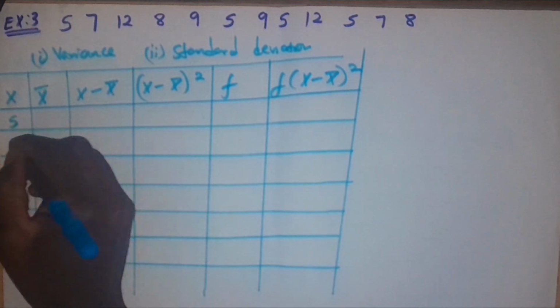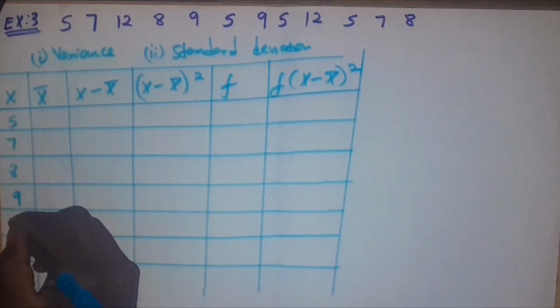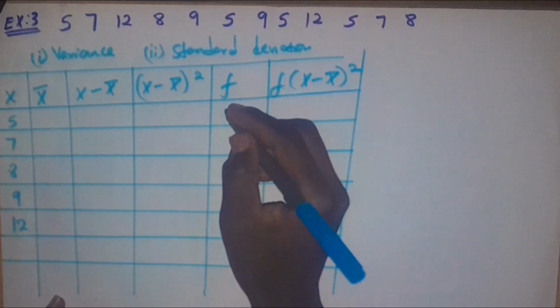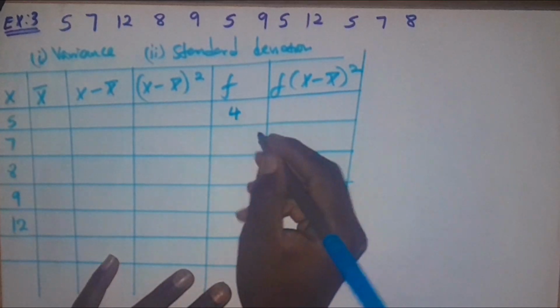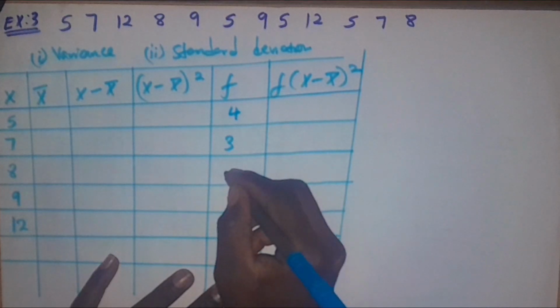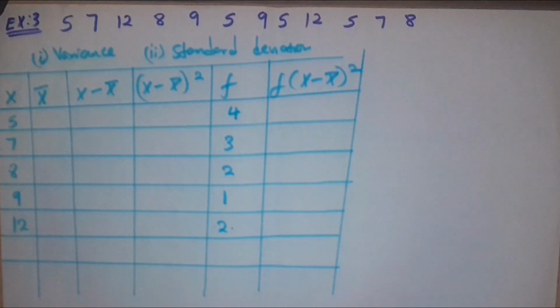So 5, 7, 8, 9, 12. And then I'm going to write the frequency, how many 5s I have here. I'm going to see that I have four 5s, and then for the 7, I have three 7s, and then the 8, I have two 8s, then the 9, I have one 9, then the 12, I have two 12s.